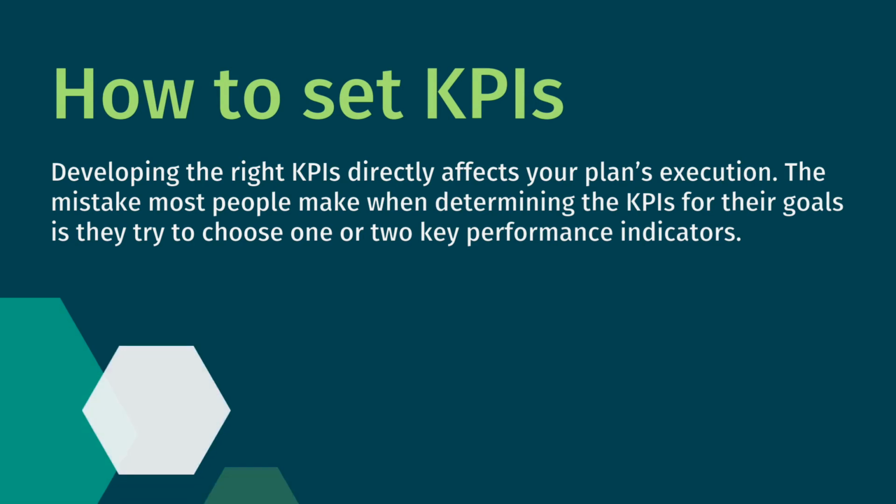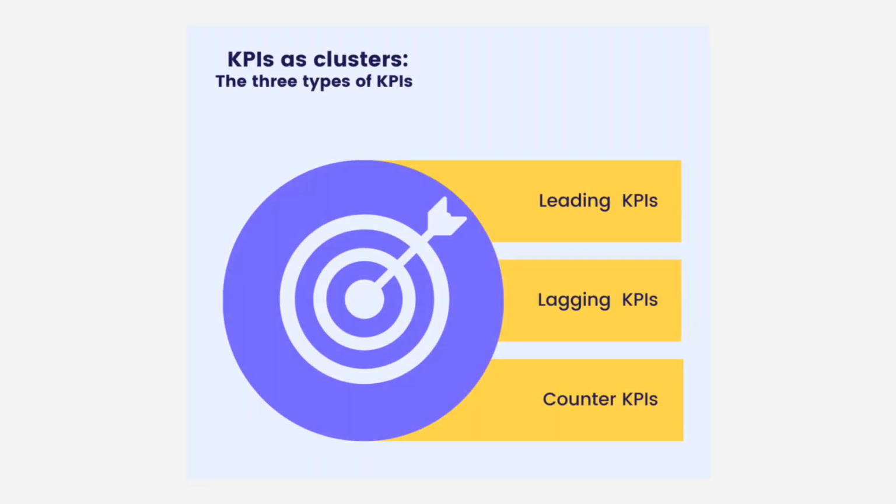Now, let's see how to set KPIs. Developing the right KPIs directly affects your plan's execution. The mistake that most people make when determining the KPIs for their goals is they try to choose one or two key performance indicators. However, it's more useful to think of them as prioritized, clustered. That means that you can write a set of KPIs whose performance gives you a more holistic view of progress. So, how many KPIs do you need?